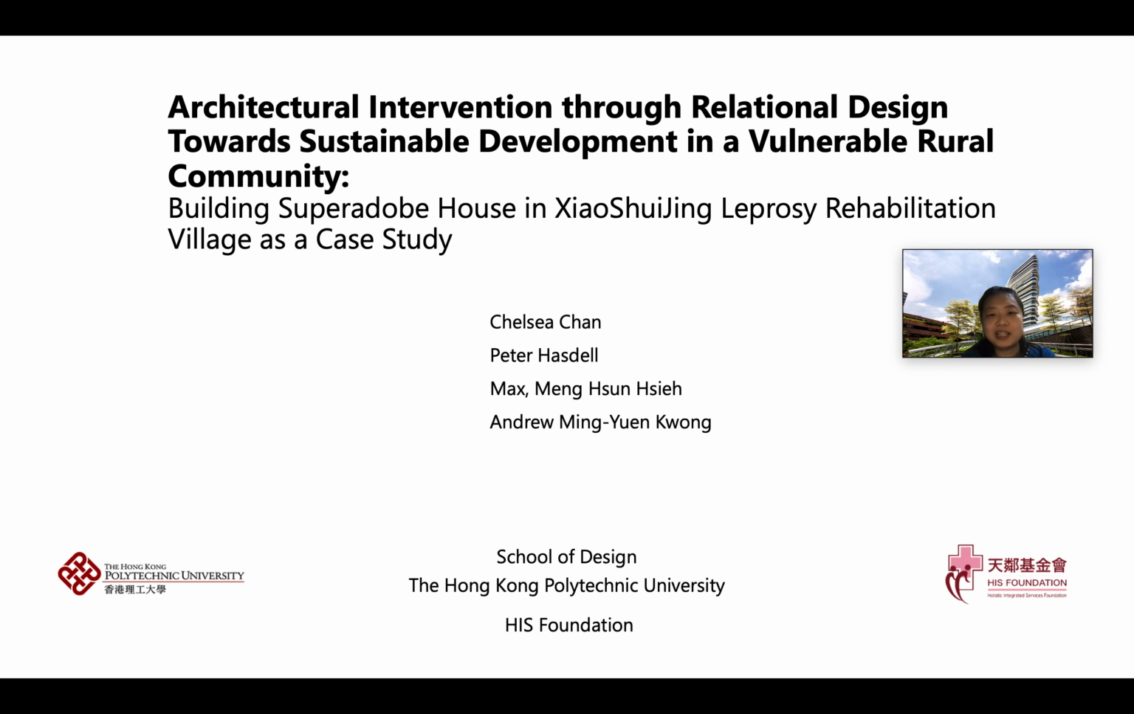Today I am going to present the topic of architectural intervention through relational design towards sustainable development in a vulnerable rural community. I will introduce the design principle and practice of it through a case study of a project we did in 2015, which is building superadobe house in leprosy rehabilitation village called Xiao Shui Jing.